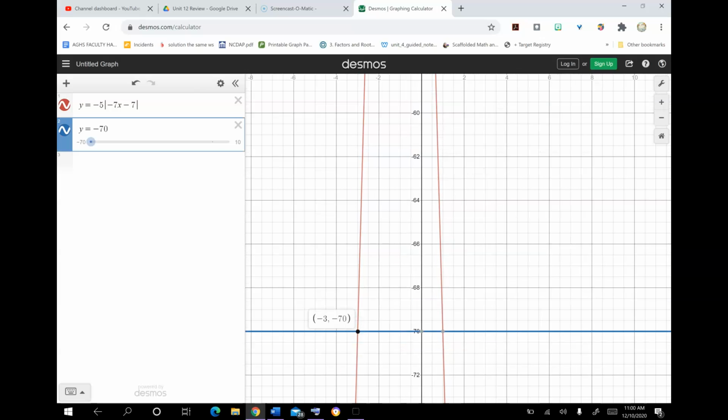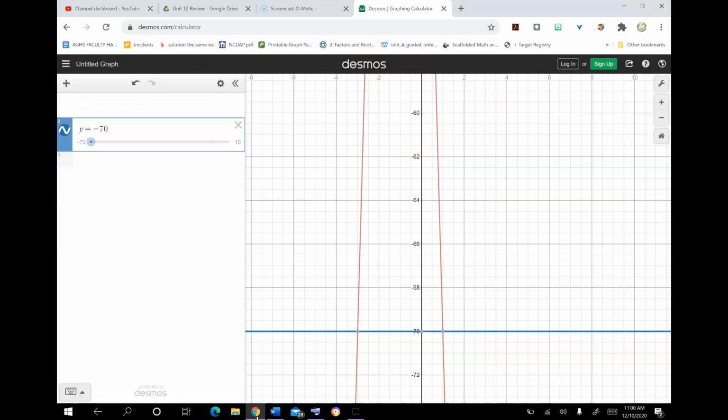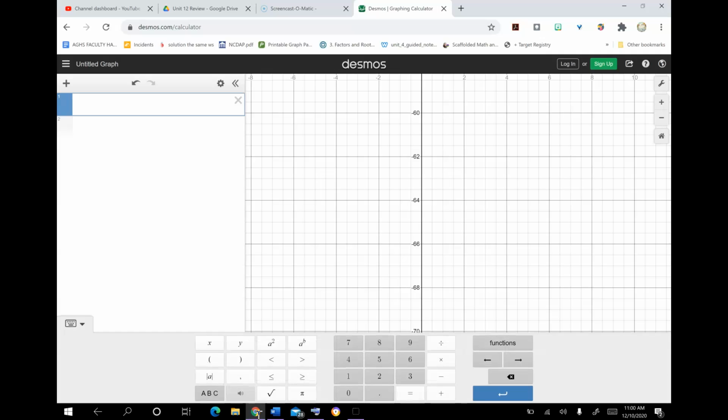And looky here. My answer is going to be -3 and 1. And that's all you have to do when you solve. So x will equal -3 and 1. And you're done. Okay? Alright. Number 2, it wants us to solve it. So we go back to Desmos. Okay? Left-hand side line 1, right-hand side line 2.